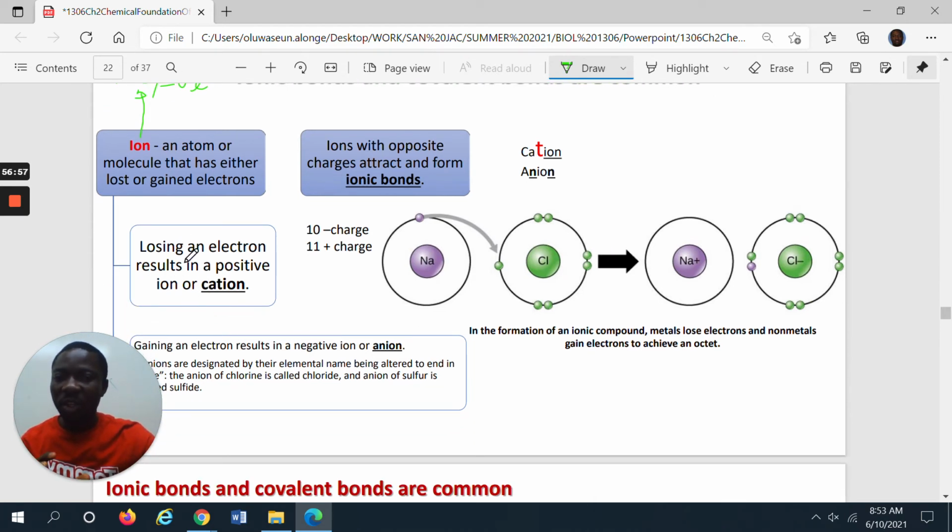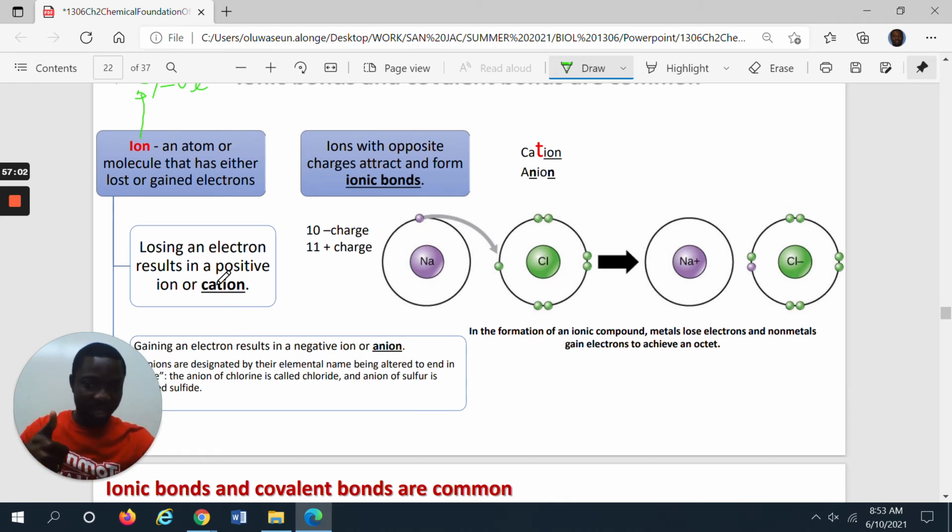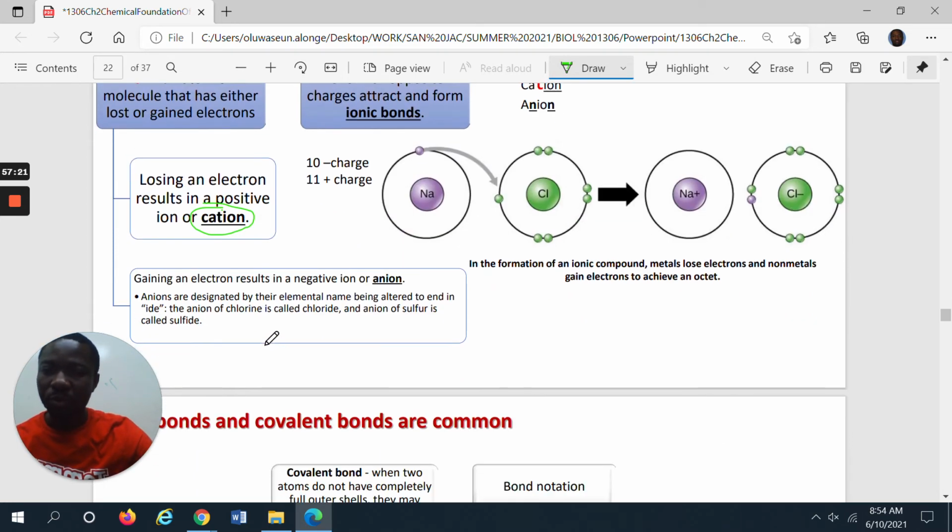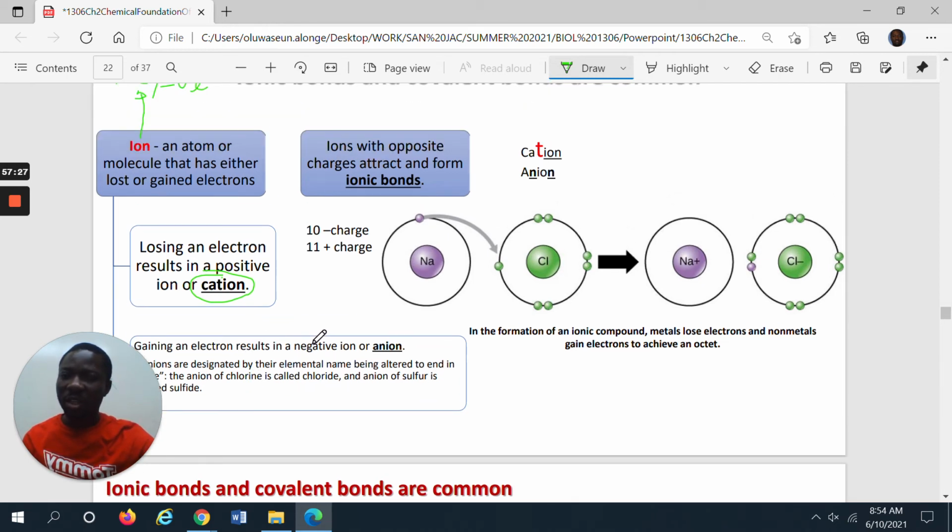Now, when an element loses an electron, it becomes positive. Now, I will explain. When an element loses an electron, it will become a positive charge. And when it is a positive charge, we call it a cation. Cation. You remember that cation, right? Now, I will explain, okay? So don't worry. Then when an element gains an electron, it will have a negative charge, and we call it anion.